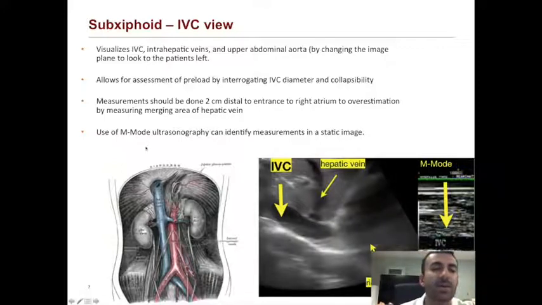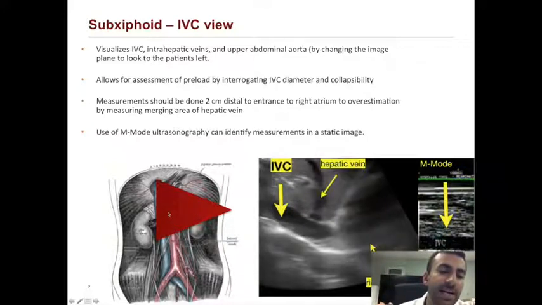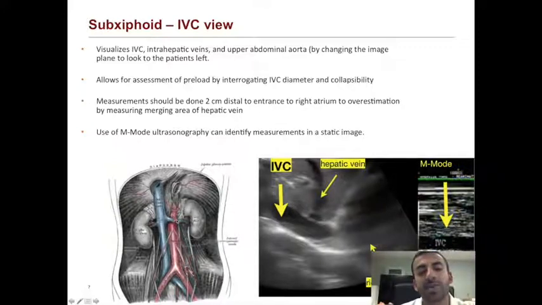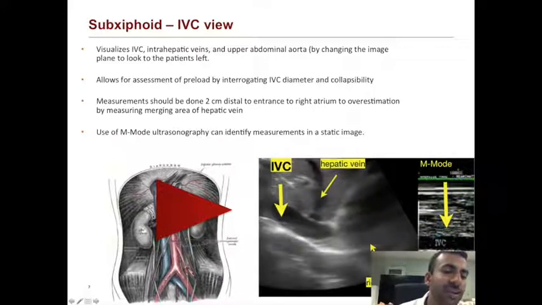We'll also talk about the use of M mode as well. So here's a cartoon again showing where we ideally want to identify the ultrasound plane. The key thing is that we want to make sure that the ultrasound plane is not over the abdominal aorta, but rather over the IVC. This 2D picture here shows the IVC in long axis. This is the right atrium, and then you see the hepatic vein here.